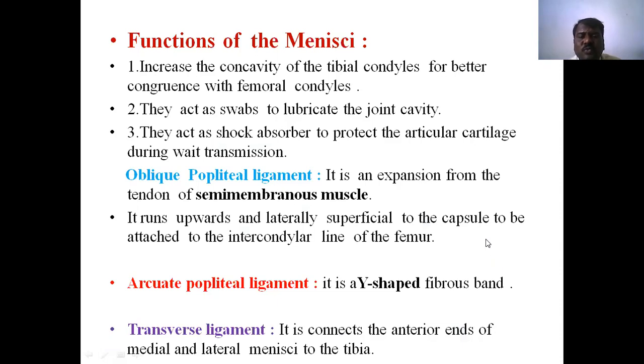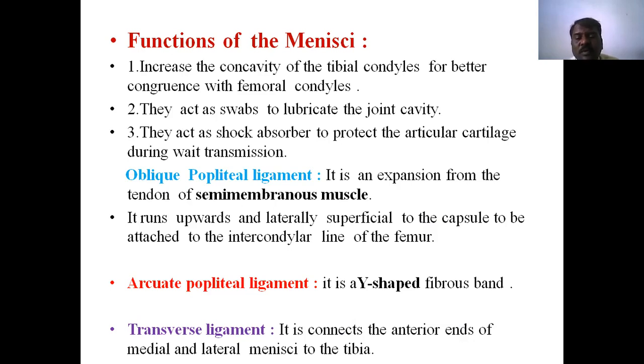What are the functions of the menisci? Mainly, they increase the concavity of the tibial condyles. Already I told you the articular surface of the tibia is smaller than the condyles of the femur. That's why the menisci increase the concavity of the tibial condyles for better congruence with the femoral condyles. They also act like lubricants in the joint cavity and as shock absorbers to protect the articular cartilages during weight transmission.